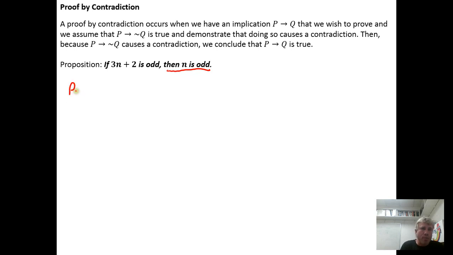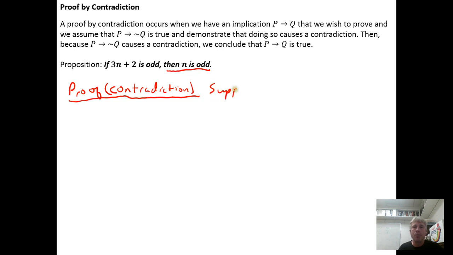So again, we start by telling the reader that we're ready to do our proof, and we tell them what type of proof we're going to do. Contradiction. And we tell them this so they know what to expect. If I say I'm doing proof by contradiction, they know to expect me to assume 3n plus 2 is odd and n is even, and show that that leads to a contradiction.